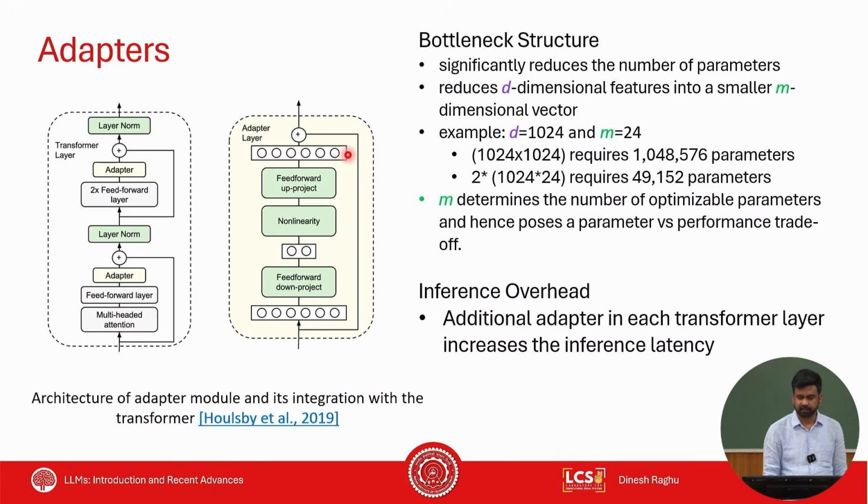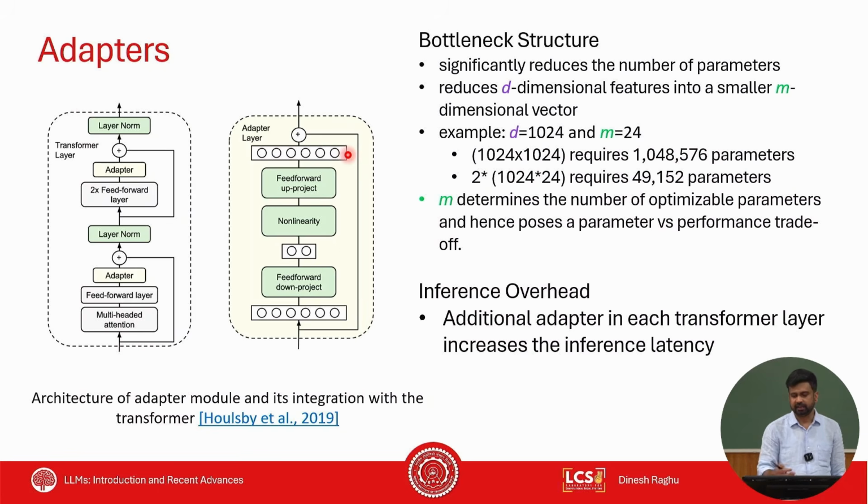So this is sort of the same structure here. So why do we need this bottleneck structure, right? Why can't we just keep a single feed forward network or some feed forward network with non-linearity, right? The main advantage here is that this reduces the number of parameters significantly, right? So let's say your hidden dimension is 1024, and now you're down projecting it to a value m which is 24.